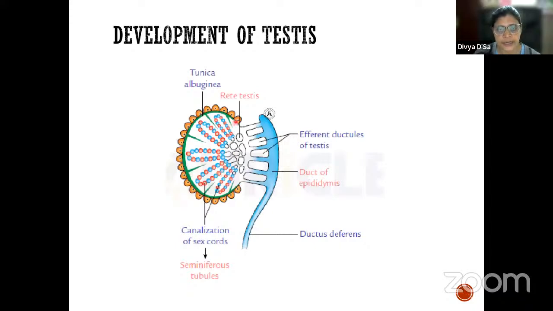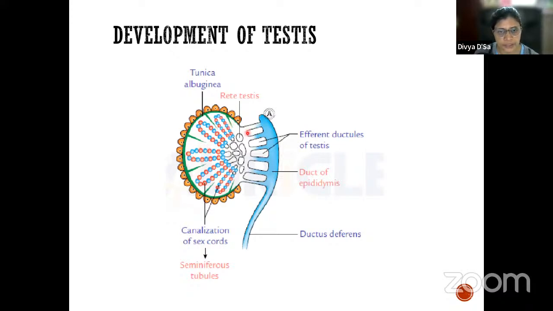Now the mesenchyme, which is below the coelomic epithelium, forms a tough fibrous covering around this developing testis and separates it from the surface, that is the coelom. Because of the proliferation of these mesenchymal cells, it forms a tough covering which we call the tunica albuginea. This fibrous layer sends septa and divides the testis into many lobes and lobules.